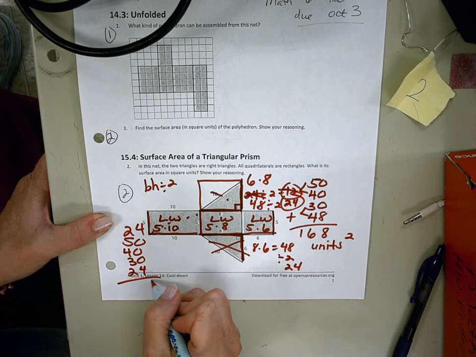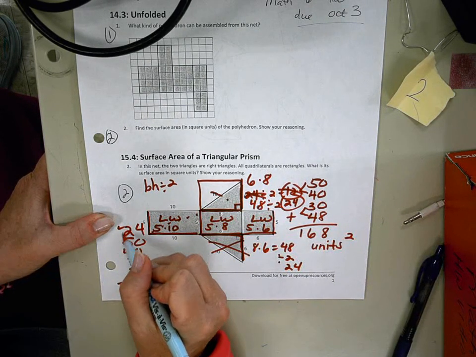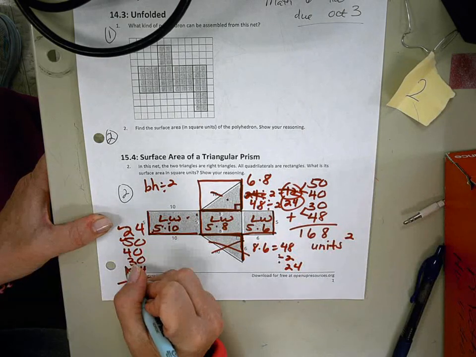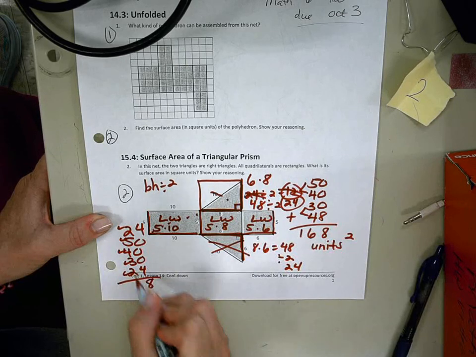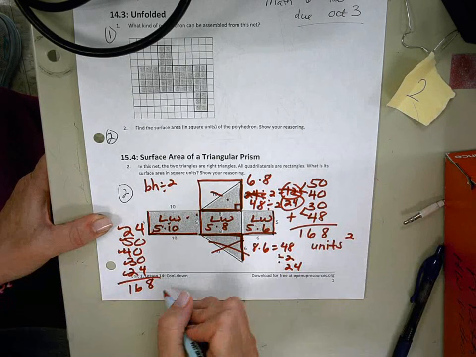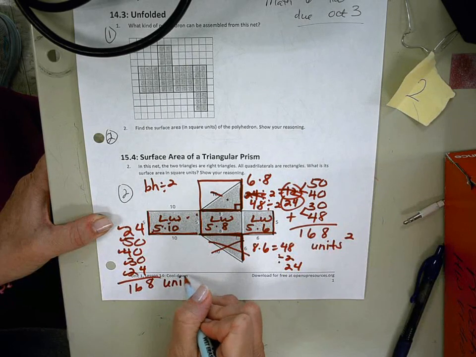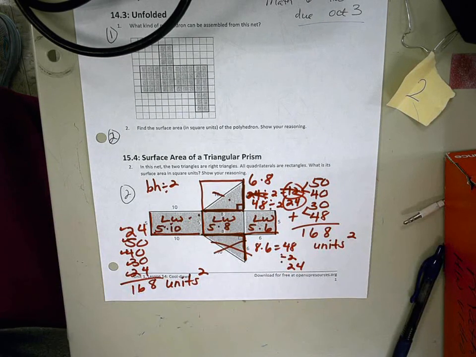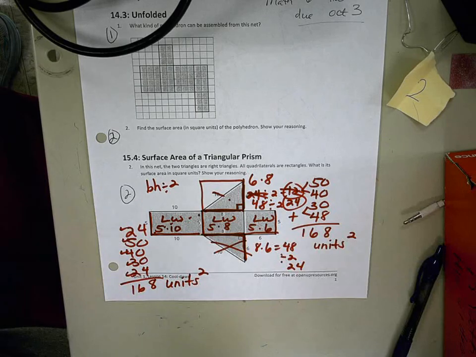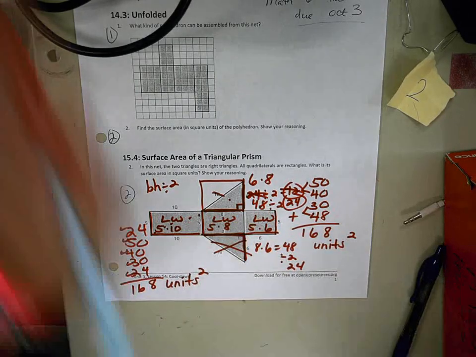4 plus 4 is 8. 2 plus 5 is 7. Plus 3 is 10, plus 4 is 14, plus 2 is 16. Still 168 units squared. Make sure you pay attention to that question since it is similar to the question on the review, which you know means it's going to be similar to a question on the quiz.